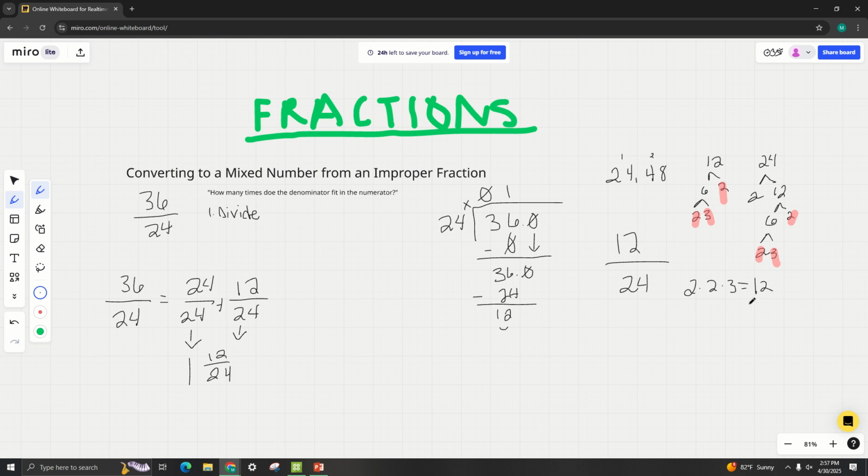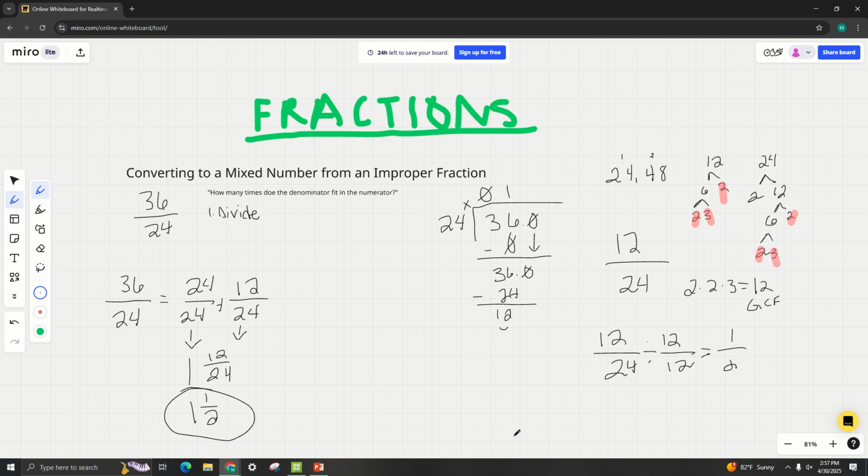So my greatest common factor between 12 and 24 is just 12. So now I can divide my numerator and denominator by 12 each, or my special 1 of 12 twelfths. 12 divided by 12 gets me 1. 24 divided by 12 gets me 2. So my simplified answer is 1 and 1/2.